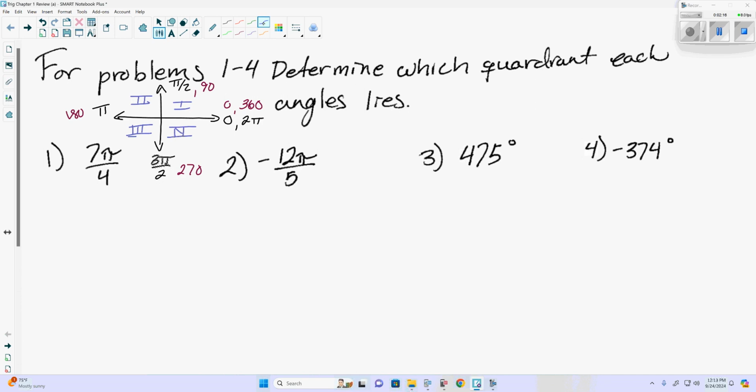7 pi over 4. Because here with our radians, we're trying to see, is it between 0 and pi over 2, pi over 2 and pi, pi and 3 pi over 2, or 3 pi over 2 and 2 pi? And really with the radians, you can look at them as more their number than just pi, because we have 0, 1/2, 1, 3/2, and 2. Well, 7/4 is between 3/2 and 2, so this here is in quadrant 2.